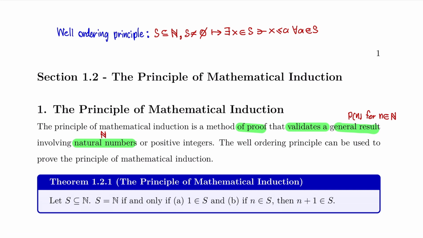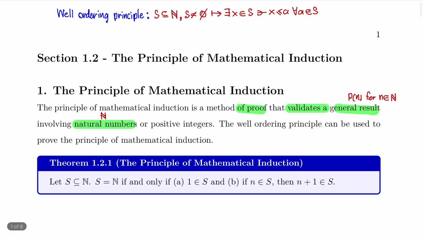We are going to section 1.2 of chapter 1 of number theory, and the topic is the principle of mathematical induction. So what is mathematical induction? It is a method of proof that validates a general result in mathematics involving natural numbers or positive integers. You may have a statement involving n, where n is in the set of natural numbers.